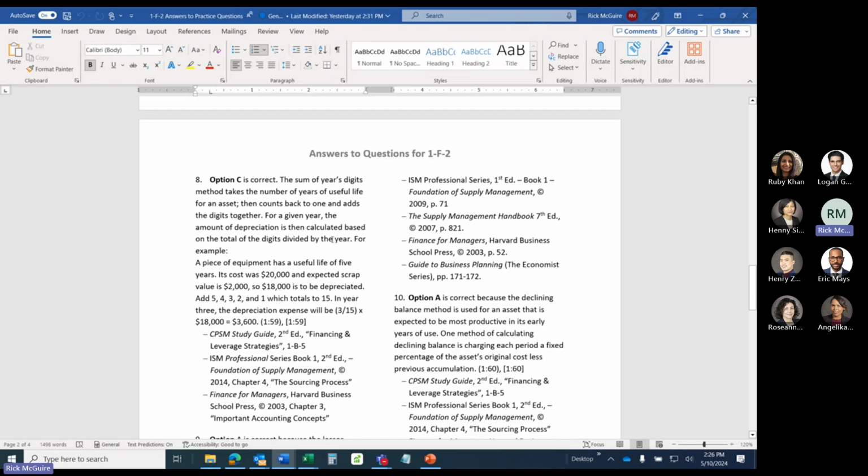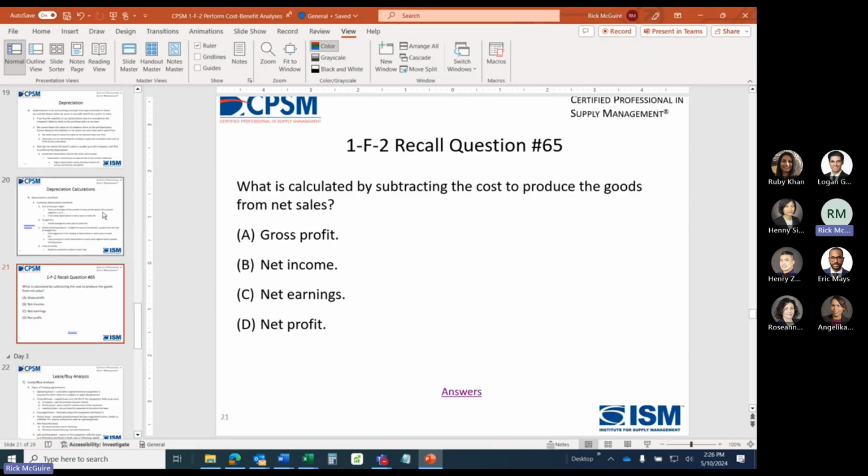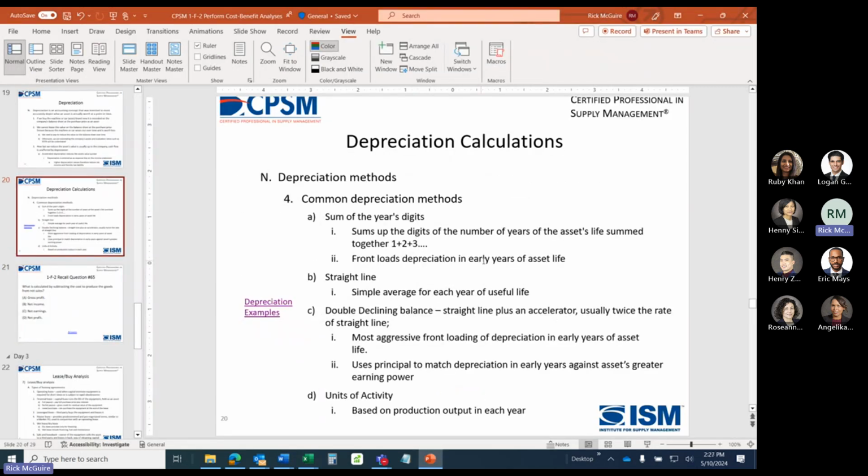And 8 is Charlie. The sum of the year's digits method. So with these guys, you have to kind of remember little catchphrases for each one of these depreciation things. Sum of the year's digits front loads depreciation in the early years of the asset's life. They'll use that as the answer. And then they'll use this as the most aggressive form of front loading. And then simple average, straight line, and based on units production. So you kind of got to remember those because that's how they can refer to them.